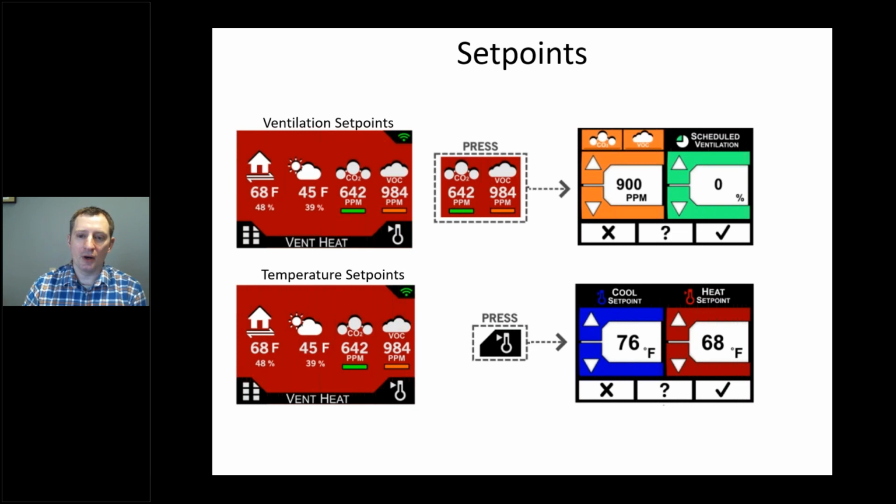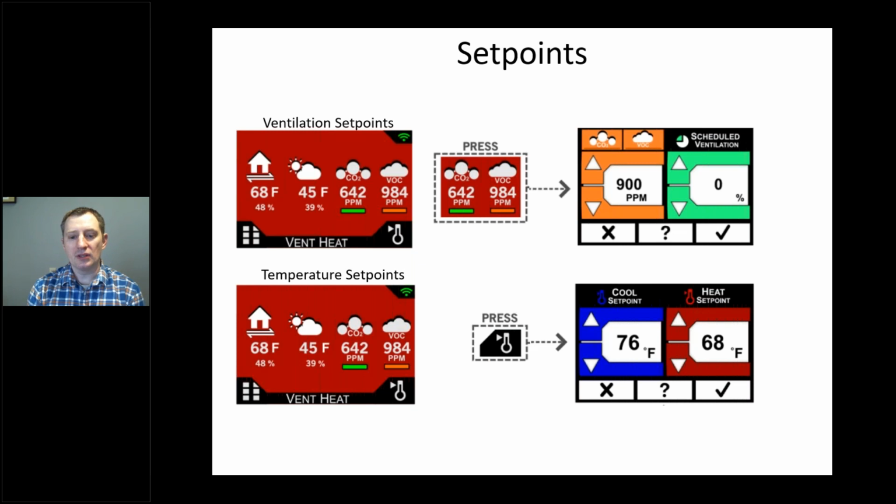In addition to setting the parts per million, you can also set a scheduled ventilation. So if you wanted just a baseline ventilation, bring in fresh air so many minutes out of every hour, no matter what the air quality readings are. This is how conventional systems are operated. So you do have that flexibility if you want additional fresh air for whatever reason. But 0% then just uses the sensors to dictate when you're going into ventilation mode.